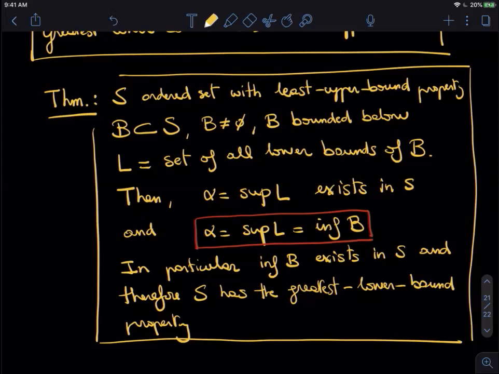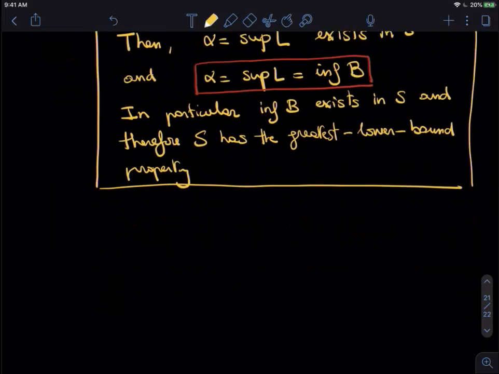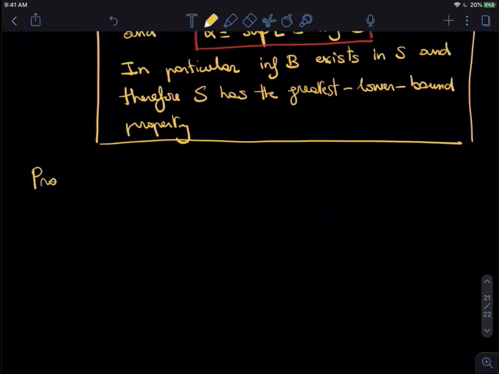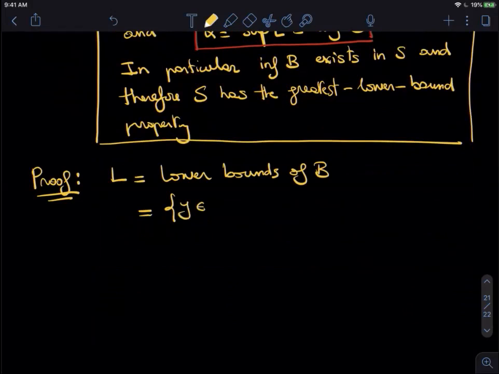So let's get into the proof. Now, let me show a little bit the idea. Remember, we have here our set L, which is the set of lower bounds of B. Okay, let's write it properly. So this is the set of y's in S such that y is less or equal than x for all x in B.